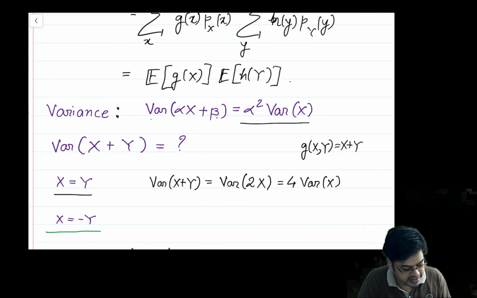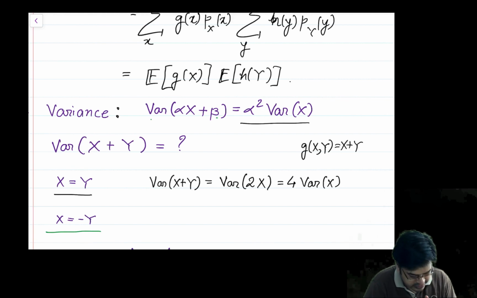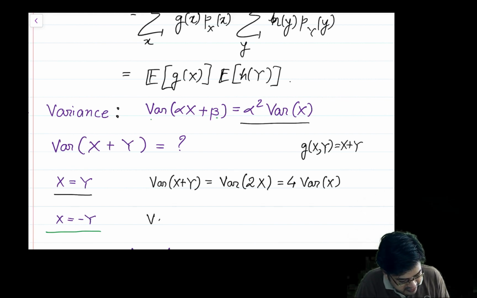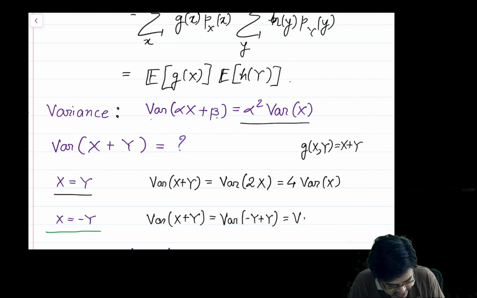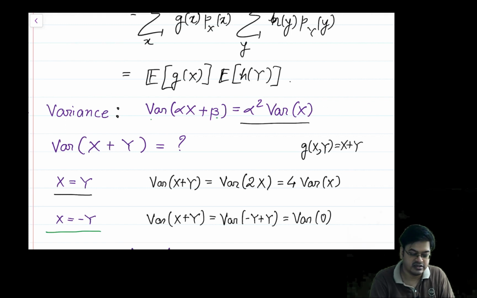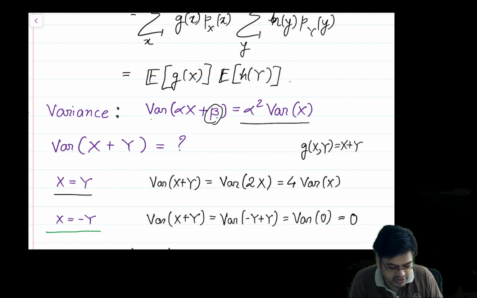Now let us look at the variance when x is equal to minus y. What happens to this? Let me write it: variance of x plus y, and my x is actually minus y. So variance of minus y plus y, which is actually variance of 0. So what is the variance of a constant? You look at this expression, beta was a constant, and what was its variance? It was 0. So it's 0.